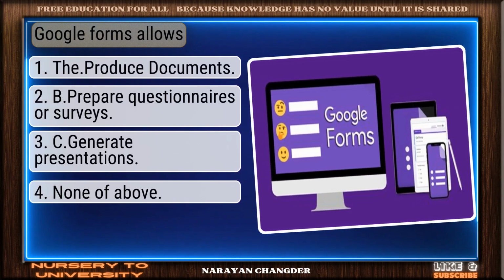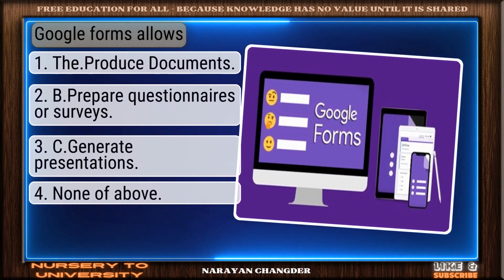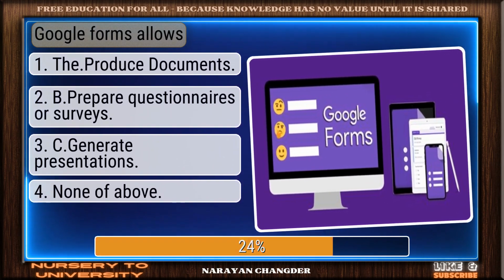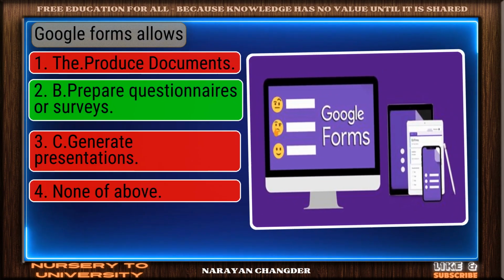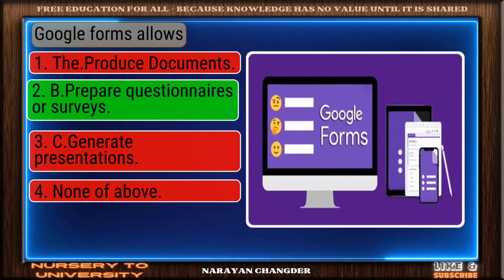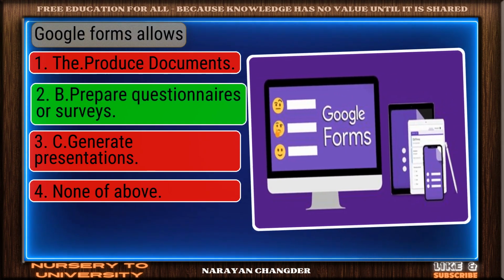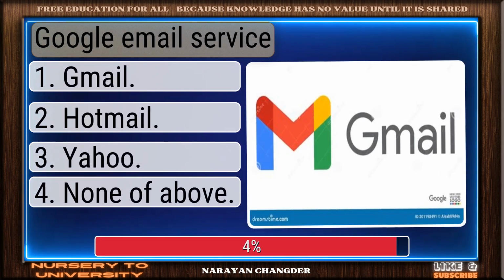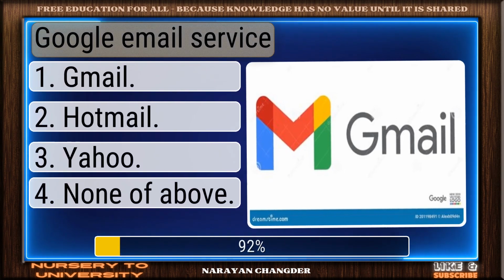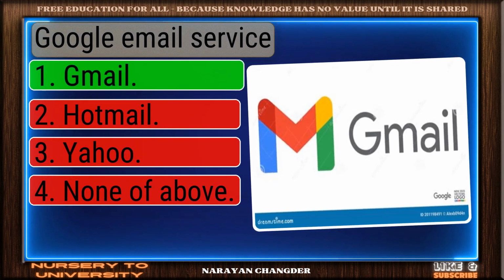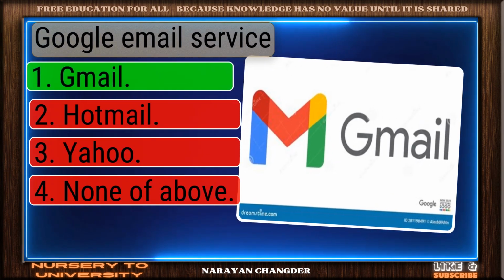Can you solve all these Google Workspace questions? Google Forms allows. Excellent. B. Prepare questionnaires or surveys is a brilliant choice. Google Email Service. Excellent choice. Gmail is the right answer.